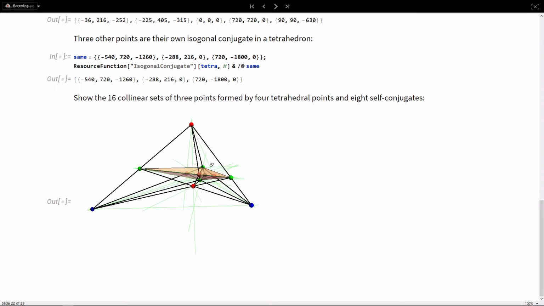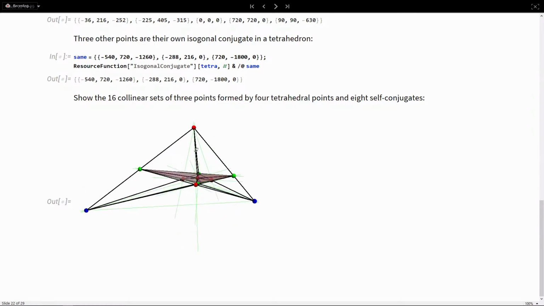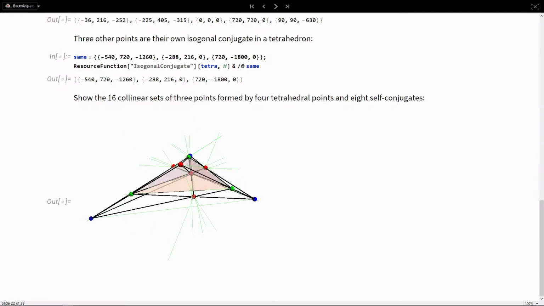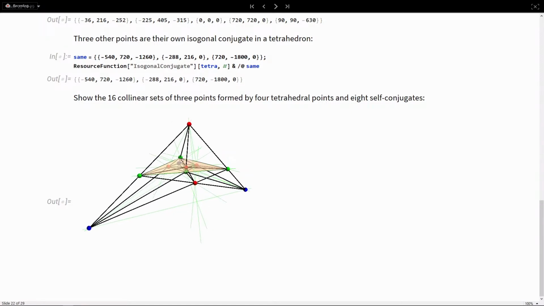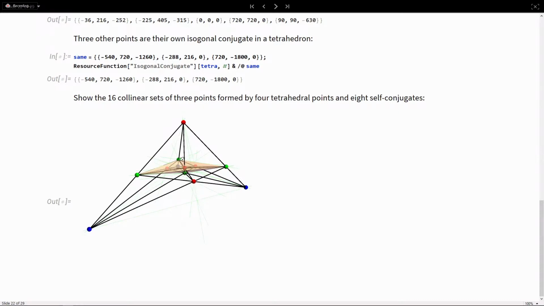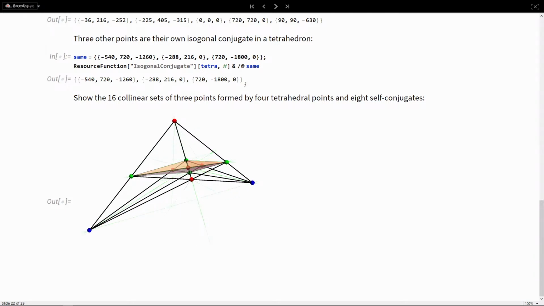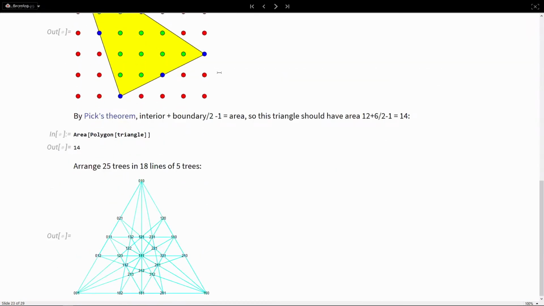It turns out there are 4 tetrahedral points and 8 self-conjugate points. And this is a diagram of how they connect together. One thing I need to check is whether that special point from the x-tangents tetrahedron, whether that given point has anything to do with any of these self-conjugate points. And I need to describe everything in areal or barycentric coordinates for all of these centers, important centers that have been found.